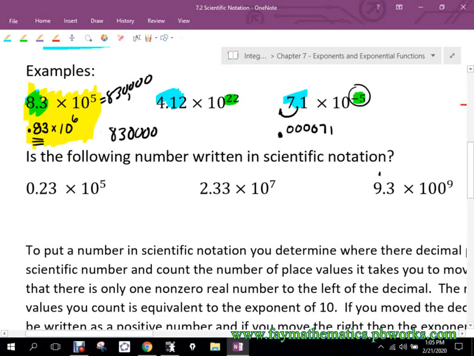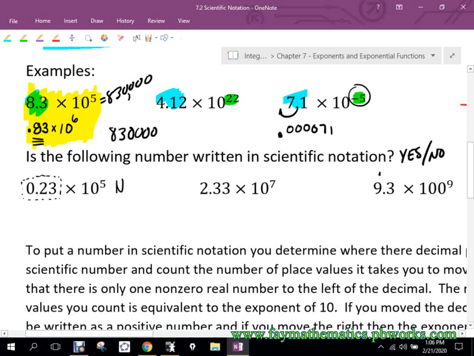So all these following ones, let's answer this with a yes or a no. And if it's a no, let's fix them. Okay? So is this first one here scientific notation? No. And the reason is because that number right there is less than one. So we got to fix that.